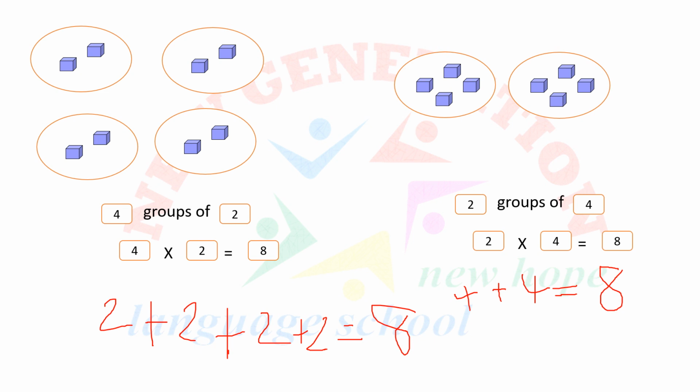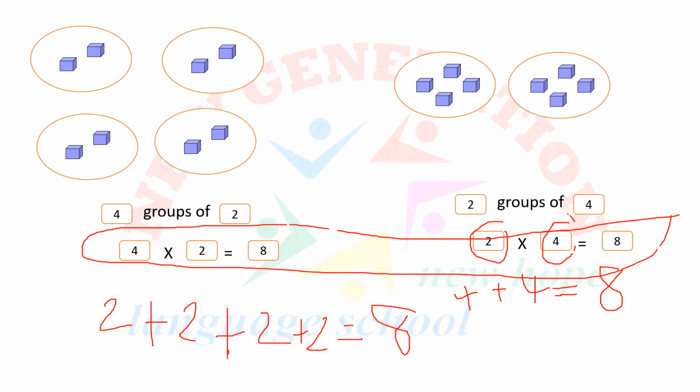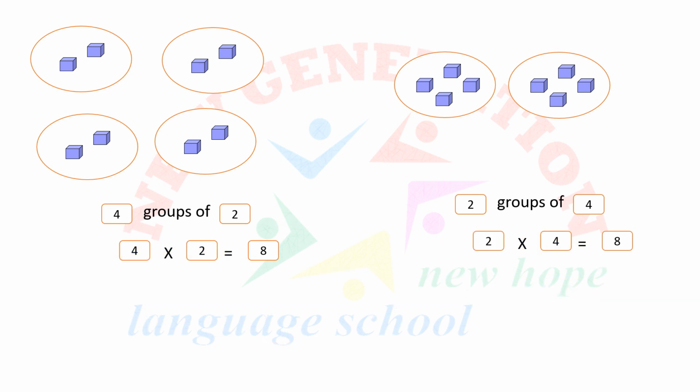Now we can conclude that the commutative property is satisfied using groups as well. Commutative property means I can switch these two numbers. I can switch between them. If you see the shaded part, the two shaded parts, I switch between the two numbers 4 and 2. That's it.